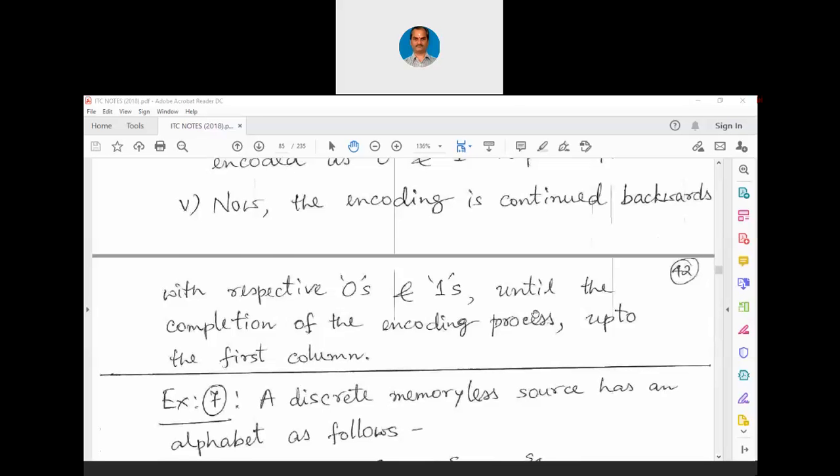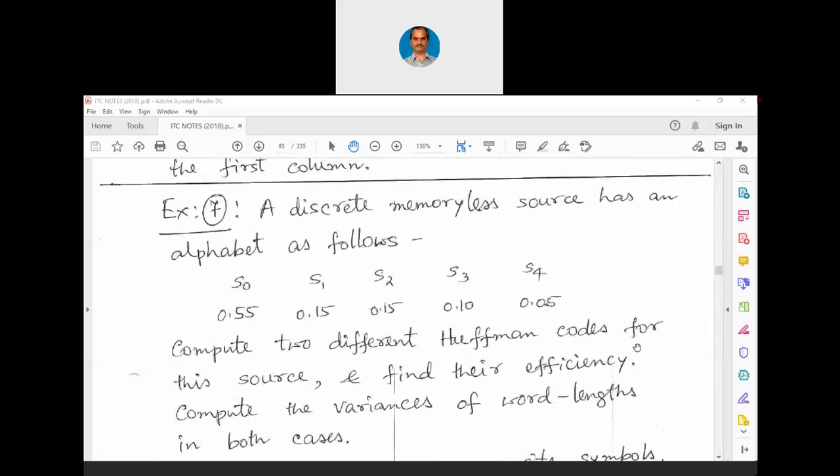We have an exercise here for the Huffman coding, or the optimum code, or the compact code. A discrete memoryless source has an alphabet as follows: S0, S1, S2, S3, S4, with probabilities 0.55, 0.15, 0.15, 0.10, 0.05. Now compute two different Huffman codes for this source. It is possible to have two different coding methodologies depending upon how we choose 0 and 1. I'll show you that example. Compute two different Huffman codes for the source and find their efficiency. Compute the variances of word lengths in both cases. I'll show you later on how to compute the variances of these word lengths.